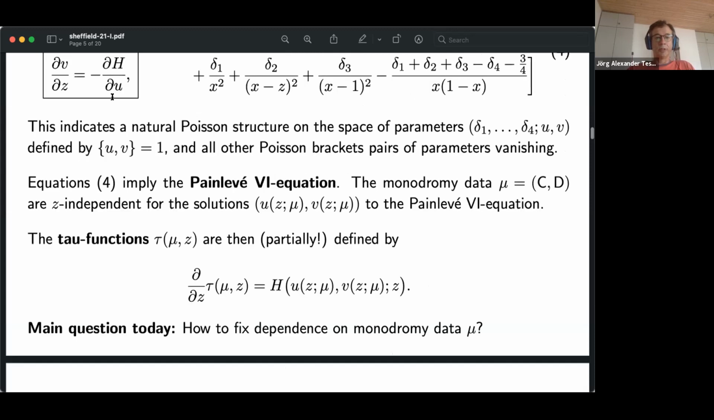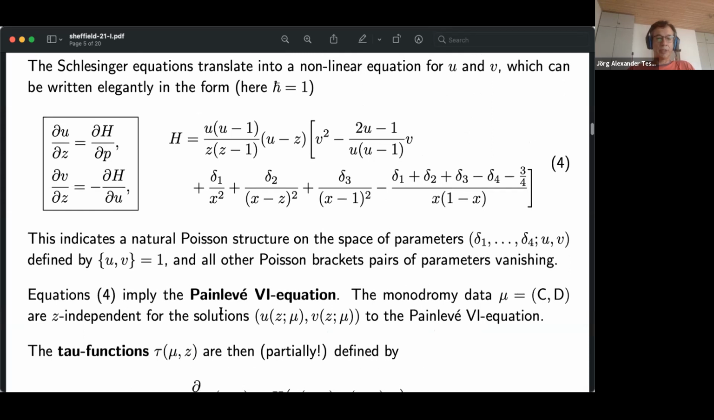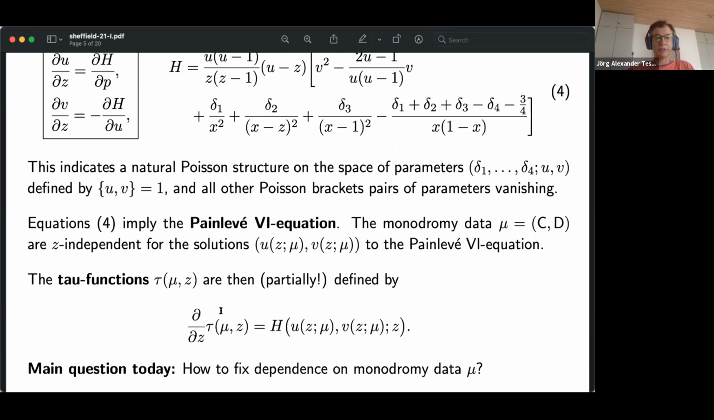So you can rewrite this here, and I shall not do this explicitly, but I can assert to you that these equations here imply the famous Painlevé 6 equation. And by definition, by the construction, by the relation to the Riemann-Hilbert problem, it ensures that the monodromy data stay fixed when we are considering functions u of z and v of z satisfying these equations, or the Painlevé equation.